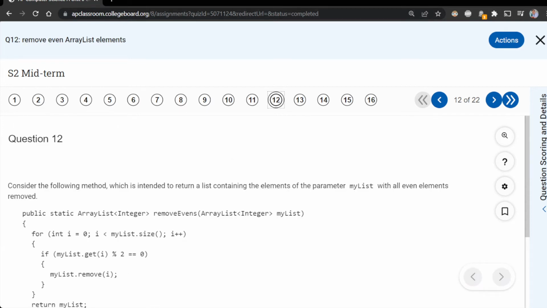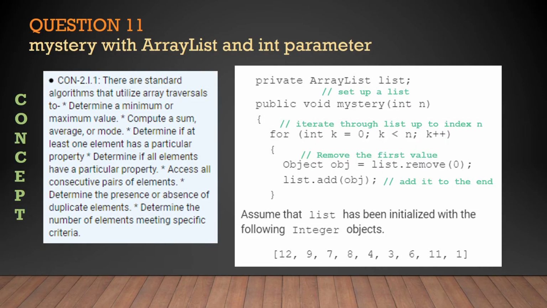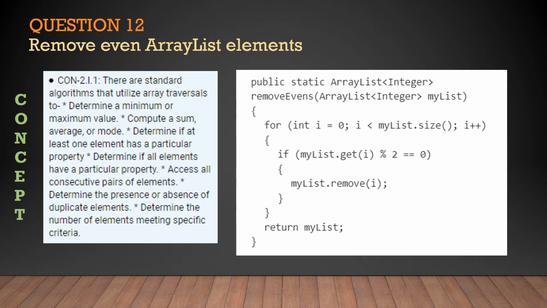Question 12. Okay, so let's go to question 12. Remove even array list elements. All right, so this one tells you in the title what it's doing. Remove even array list elements. We have a standard algorithm here. We have an array list. We have the remove evens, which takes an argument as a list.